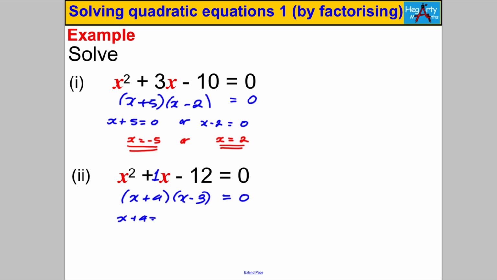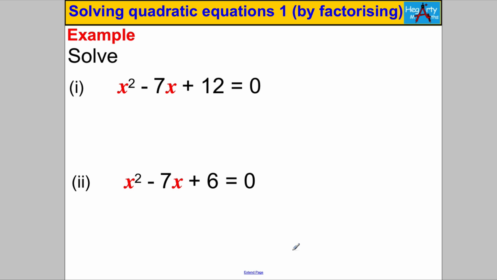Therefore either the first thing is 0, x add 4 is 0, or the second thing, x subtract 3 is 0. In this case here, taking away 4 from both sides, x would be -4, one solution, or adding 3 to both sides, x would be 3. Both of them are our two answers. Next one's pause, have a go.